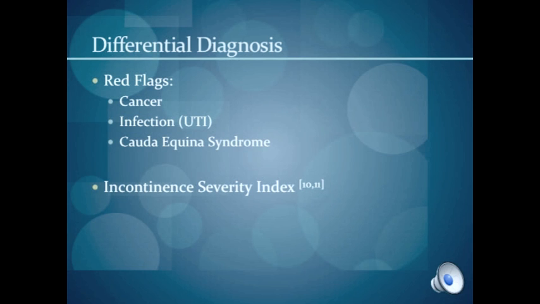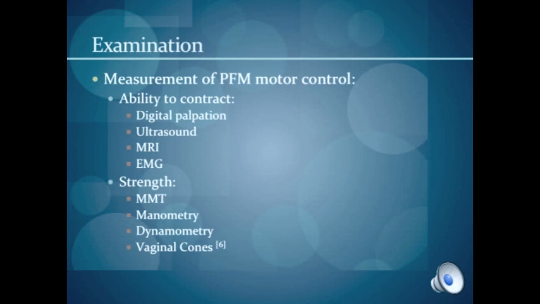Now, during the examination, there is a variety of ways to evaluate the pelvic floor musculature function. When evaluating the ability of the pelvic floor musculature to contract, methods of measurement include digital palpation, ultrasound, MRI, and EMG. When measuring pelvic floor musculature strength, clinicians can use manual muscle testing, manometry, dynamometry, and vaginal cones, which we will speak to in a later slide.